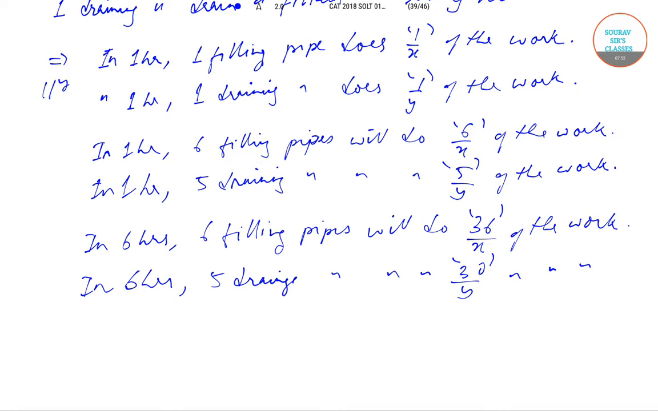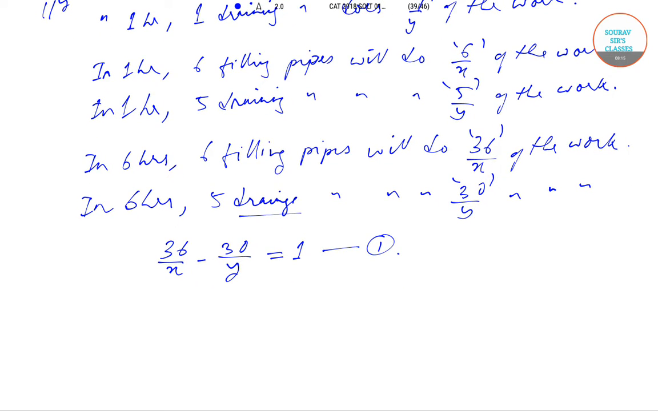So therefore now we can write 36 by X minus, since there is a draining option happening, since the water is getting drained, or the work that has been done over here is opposite of the filling work. Therefore we'll have 36 by X minus 30 by Y equal to 1, which is equation 1.